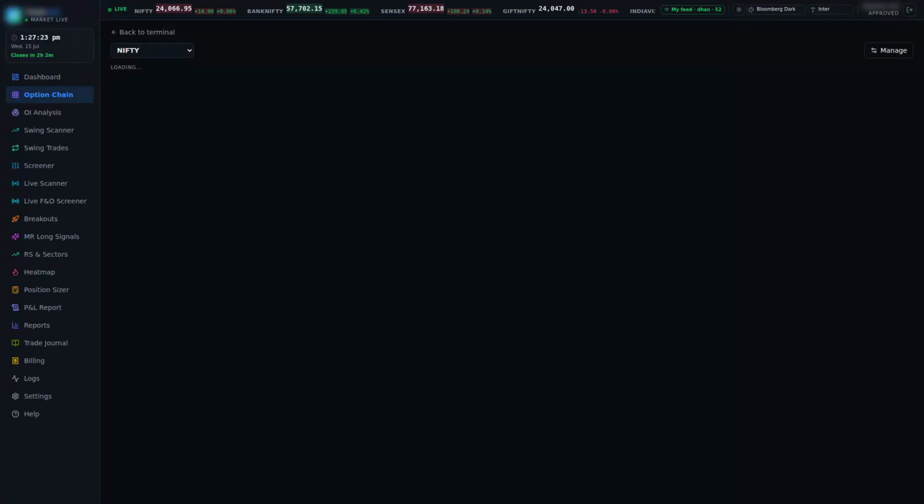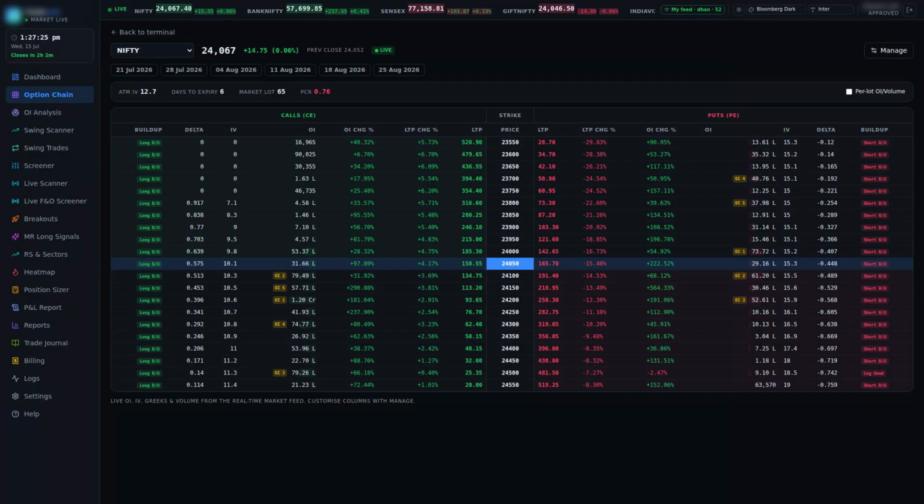Welcome. This is the live option chain, the one screen where you read what the options market is actually doing, strike by strike, in real time. At the top you can see the current spot price, the change on the day, and a small live badge that tells you the data is streaming from the real market feed, not a simulation.